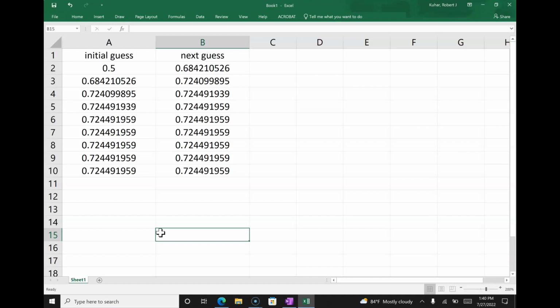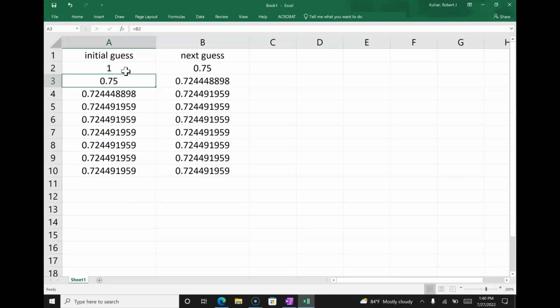Well, if you remember from Desmos, we had 0.724. Look how closely I got to 0.724 in one new guess, right? What if we started it at 1? So I'm going to start my initial guess at 1. It gets there almost instantly, right? And then, of course, 0.7 was probably the best guess, right? So this thing is searching for the roots of the function.